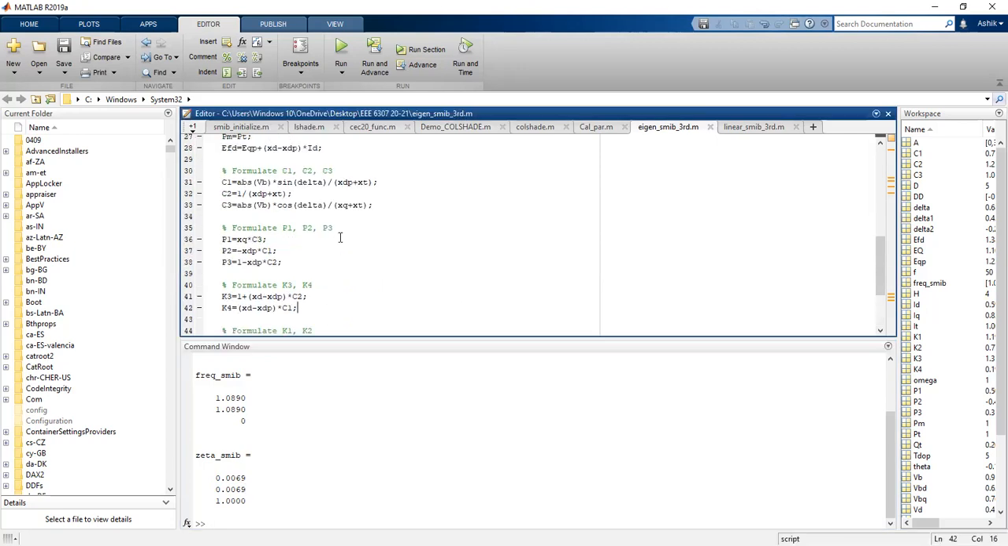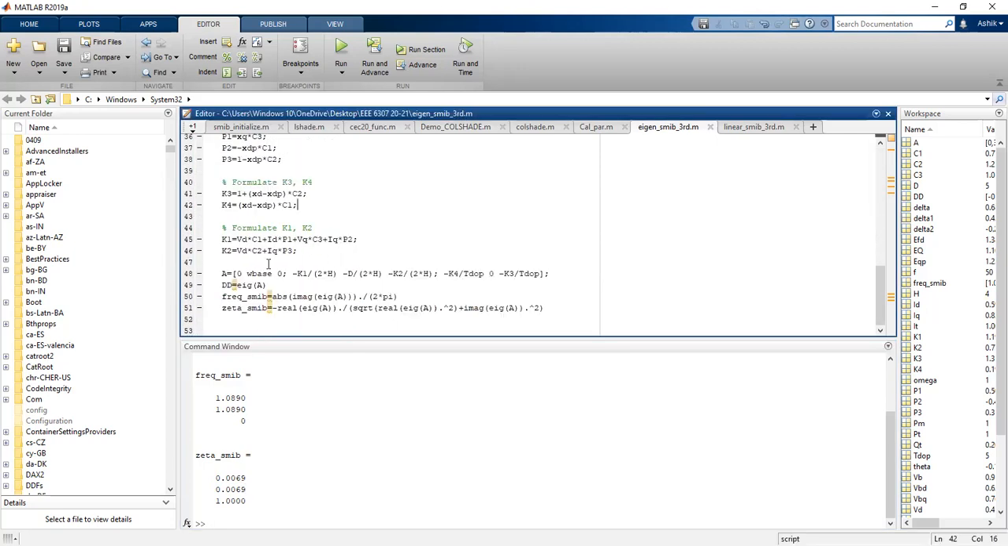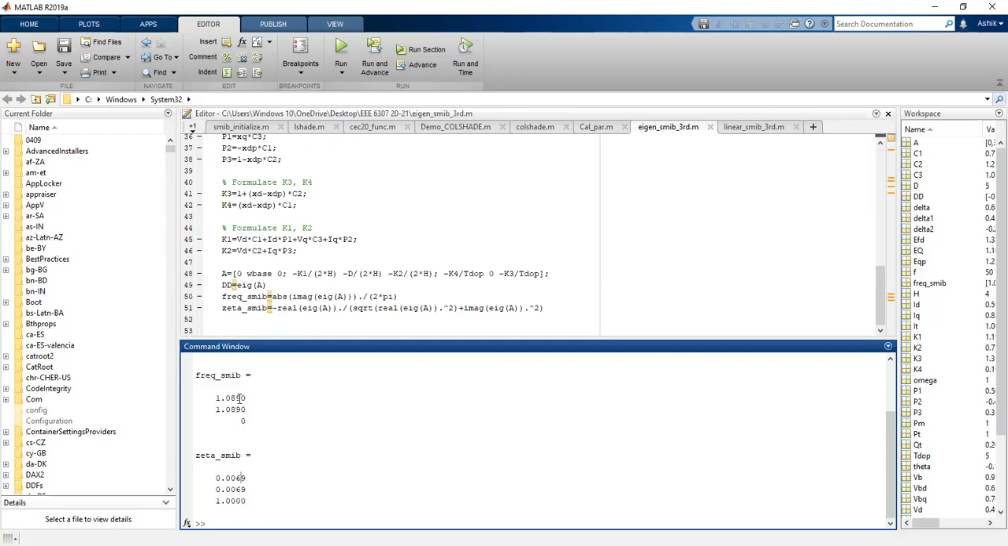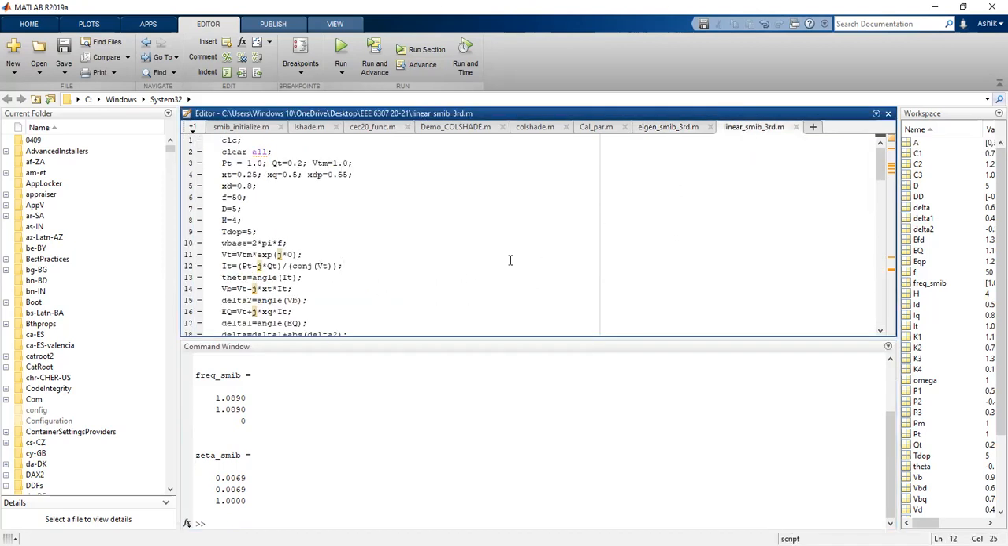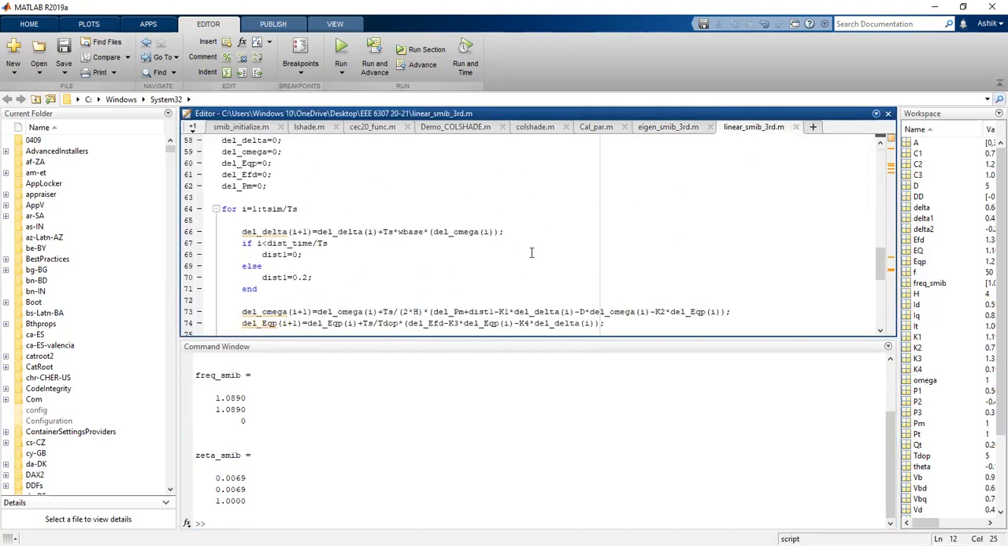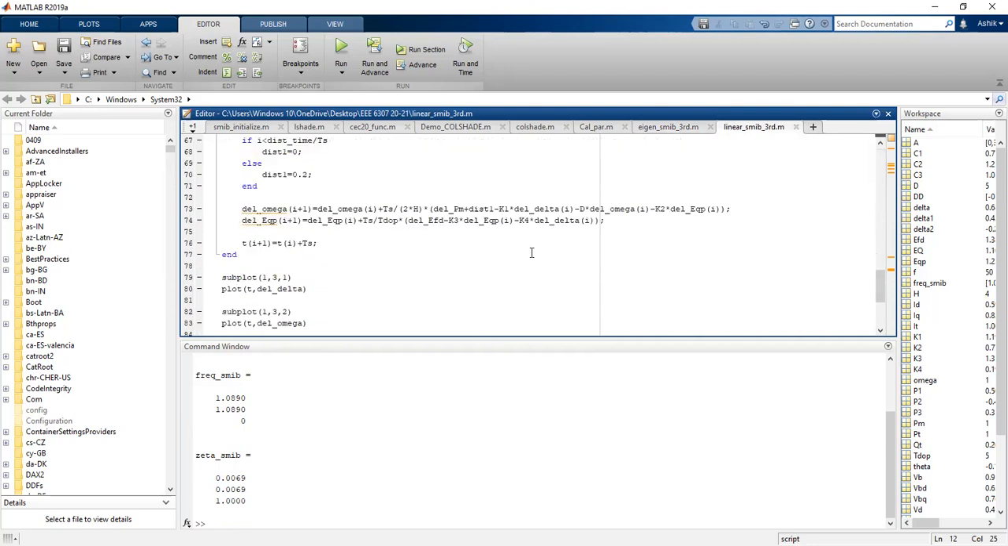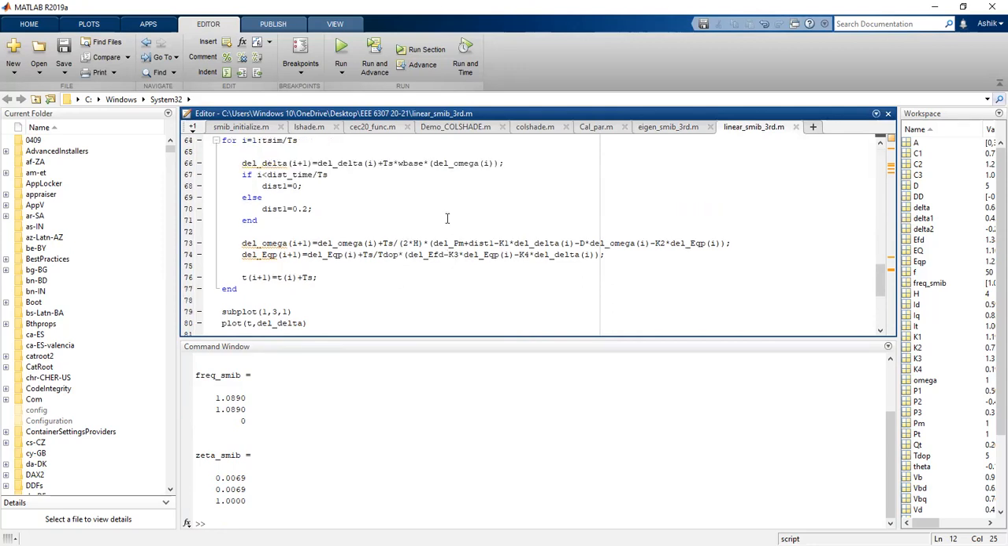So you can analyze your stability with the help of eigenvalues. You can check your eigenvalue locations. You can identify which one is your dominant eigenvalue. You can check the damping ratio, and you can simulate it in linear mode, that means x dot equals ax plus bu. You can have the time domain simulation, and you can compare it with your original nonlinear system.